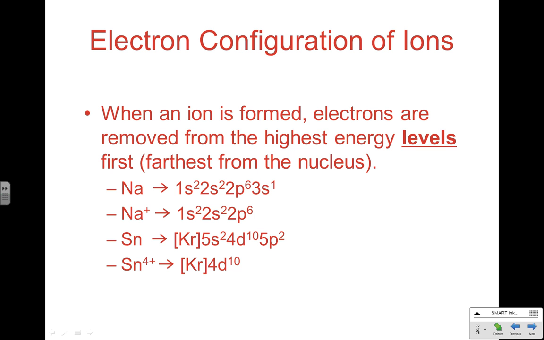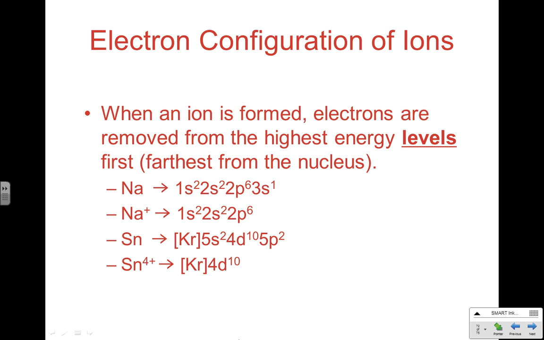Electrons are removed from the highest energy level first, the places that are farthest from the nucleus, because those have lower ionization energies. They're easier to remove. By Coulomb's law, distance kills attractive forces. The farther out you are, the easier it is to remove those electrons. So when you're looking at removing electrons from a metal, you're always going to remove from your valence level first.